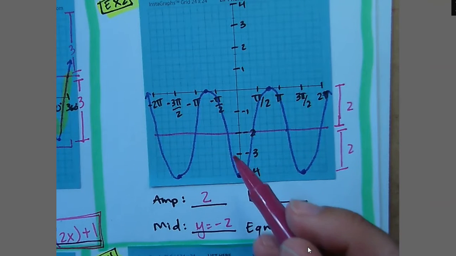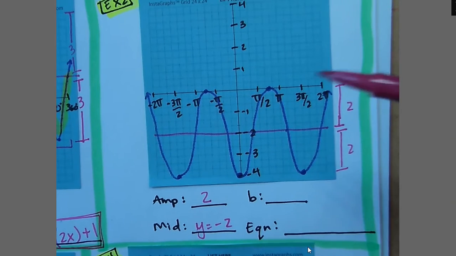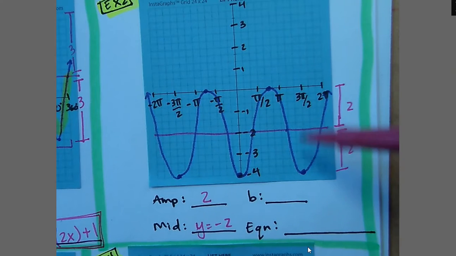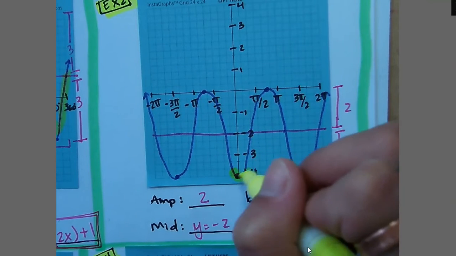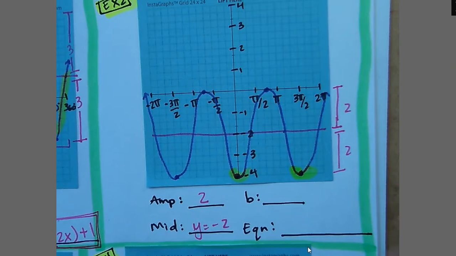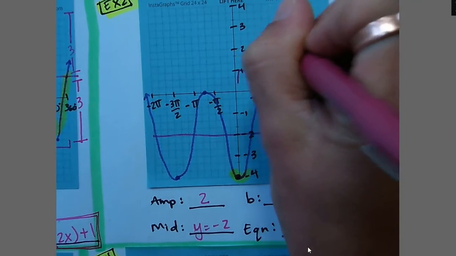Then your b is the number of waves in 2 pi. Okay, but here you can't really tell how many waves are in 2 pi, so we're going to have to do it the old-fashioned way. We're going to have to look at how long it takes to get back to this position. So starting here, it gets back to this position in 3 pi over 2. Okay, so this was your period, 3 pi over 2.